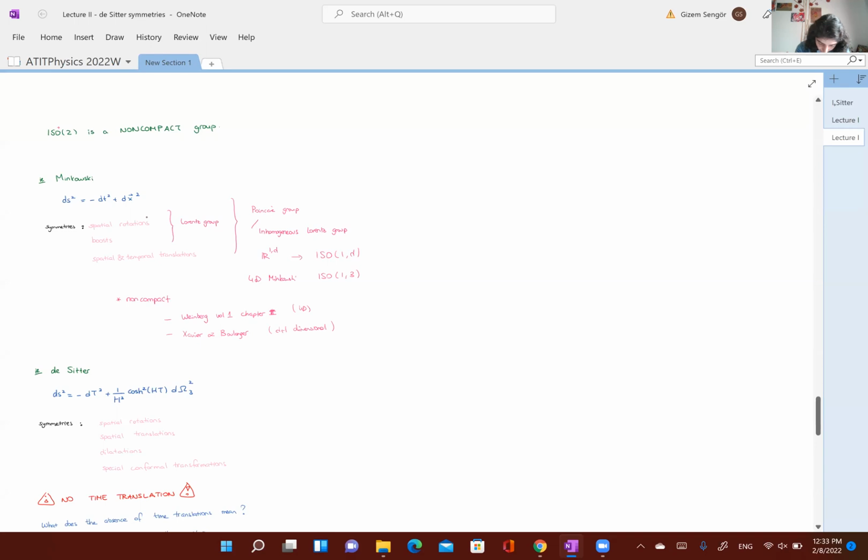In both cases, you have spatial rotations and spatial translations. But in one case, you have boosts and time translations. In the other case, these are replaced by dilatations and special conformal transformations. Now, this is another group. This is called the group for dS D+1. This is called the group SO(1,D+1).